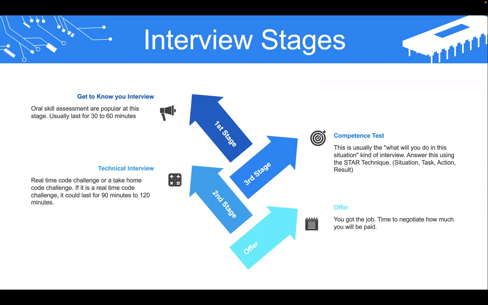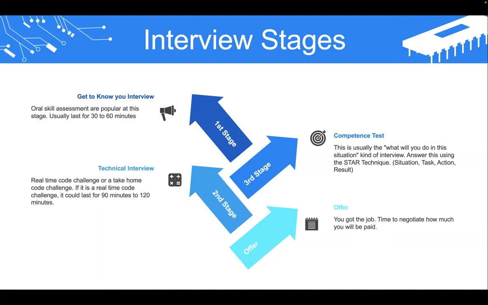Get to know your interviewer. Oral skill assessments are popular in the UK. They usually last for 30 to 60 minutes. Then there's a technical interview. This time, most of the time, it's usually a real-time code challenge. That's where you write the code in front of the examiner, or you take it home. Sometimes, rarely, it is a take-home code challenge. If it's a real-time code challenge, it could last from 90 to 120 minutes. That's 2 hours.